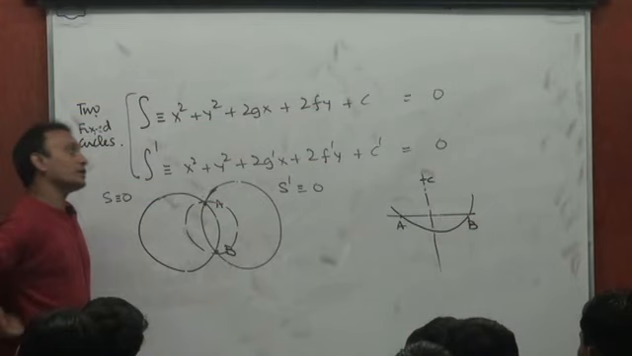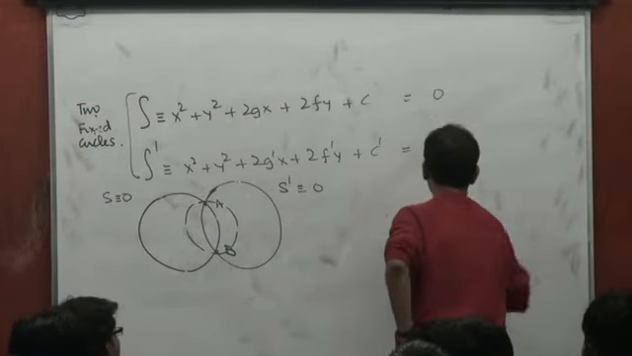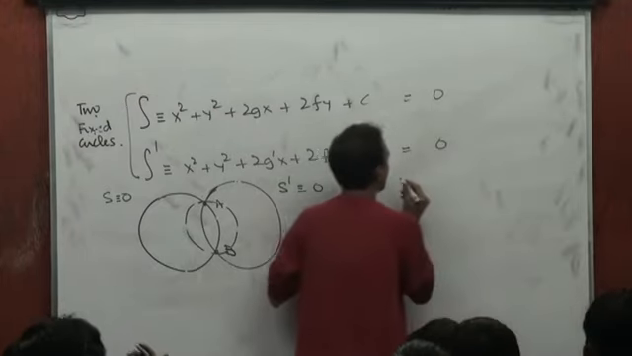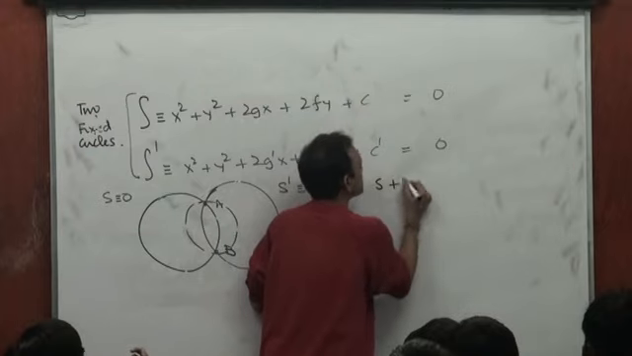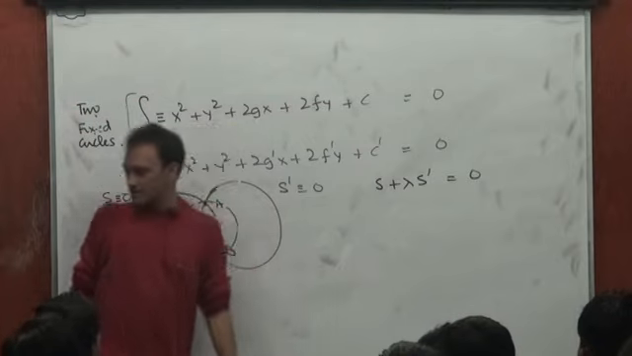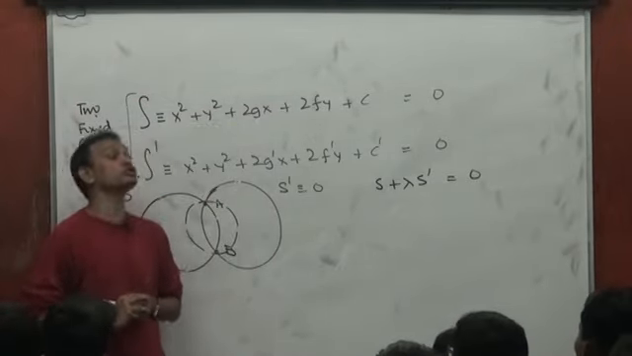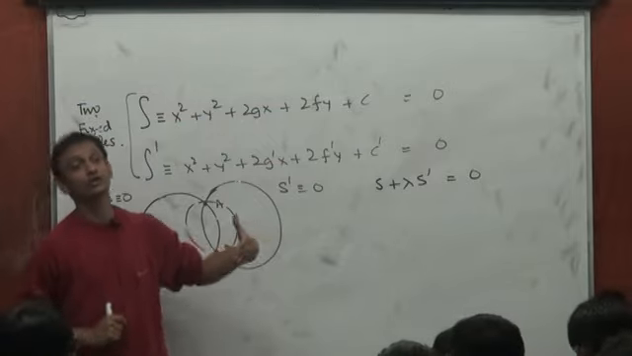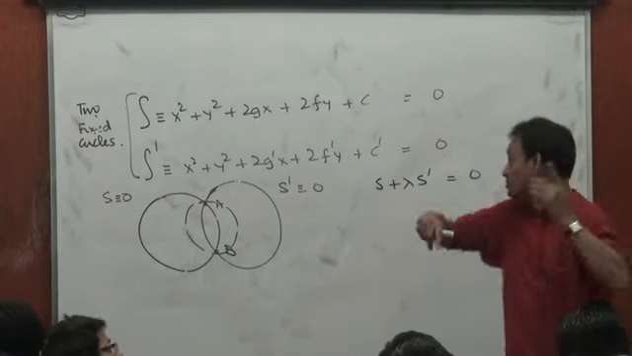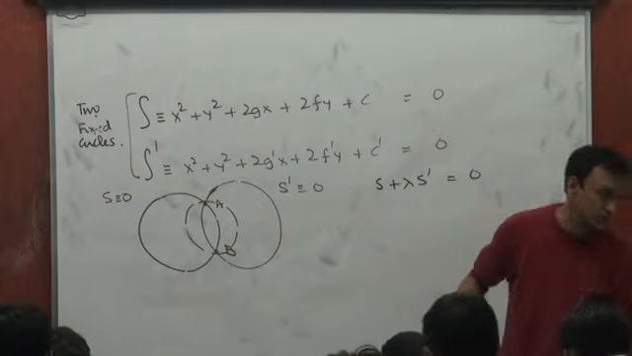Okay, now answer the following. First of all, if I write S plus lambda S prime equal to 0, which is referred to as a linear combination of S and S prime, like I did in straight lines. L plus lambda L prime equal to 0 was a linear combination of L and L prime. This is a linear combination of S and S prime.